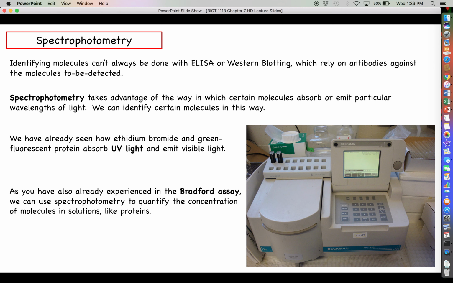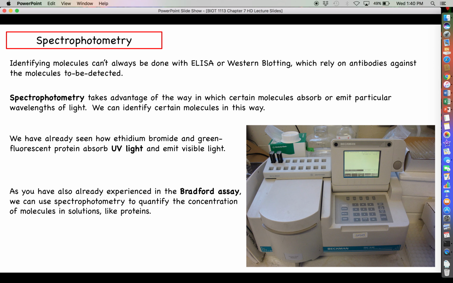So this principle of molecules interacting with light has already been basically right up our alley from the very beginning. And like I said, we've already experienced this in the Bradford assay, in which we used the dye Coomassie Brilliant Blue. In that particular lab, we used a spectrophotometer to quantify the concentration of proteins in solution. We were doing that all based on the way that those proteins and the dye molecules interact with light at a particular wavelength.